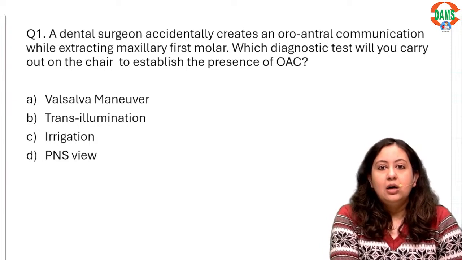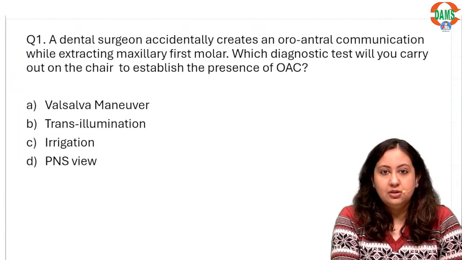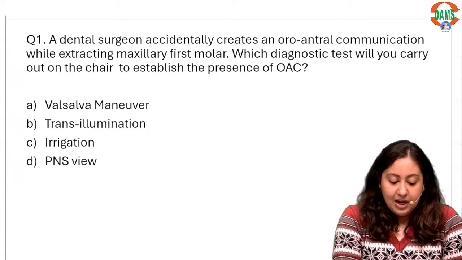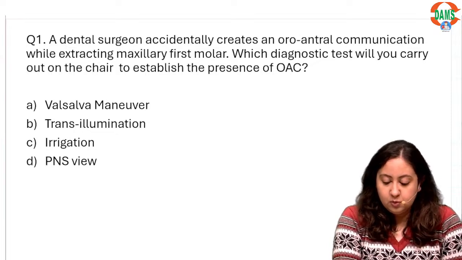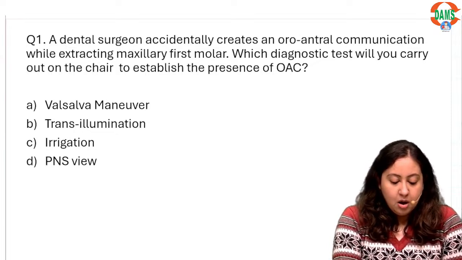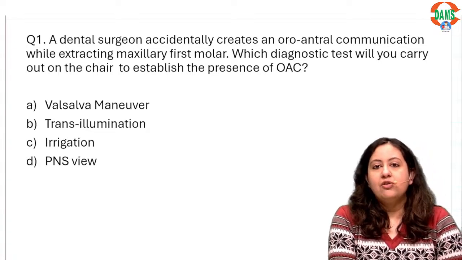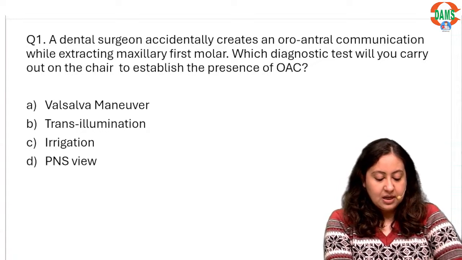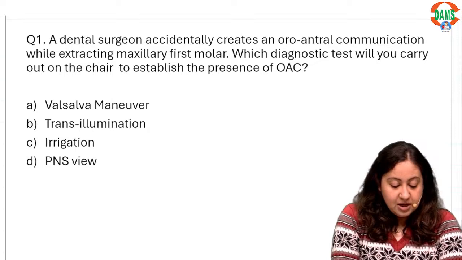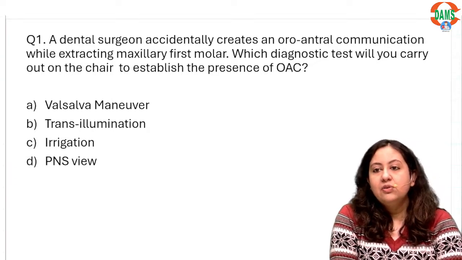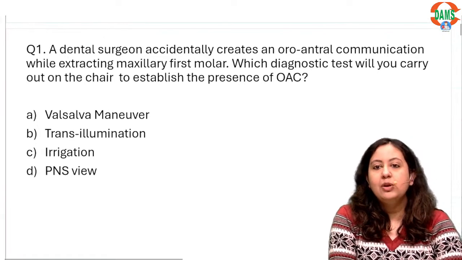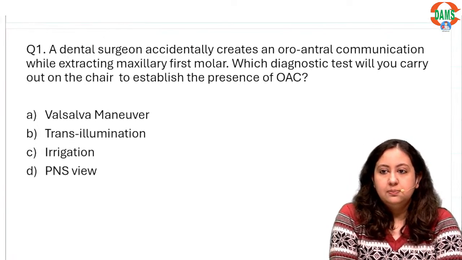So let us start. I'll read out the first question. A dental surgeon accidentally creates an orodental communication while extracting a maxillary first molar. Which diagnostic test will you carry out on the chair to establish the presence of an orodental communication? Option A is Valsalva maneuver, B is transillumination, C is irrigation, and D is PNS view. So these are your 4 options. You can all quickly go through this question and let me know the answer, and then I'll tell you the correct answer.